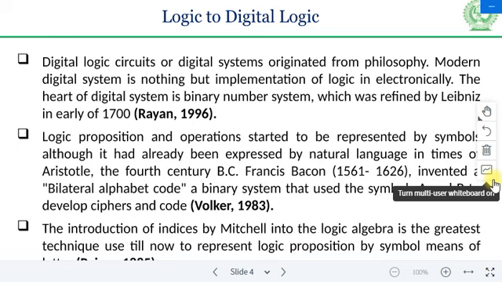In the 4th century BC, Francis Bacon invented the bilateral alphabet code. This alphabet code uses the symbols A and B to develop a cipher and code. Okay, so in the 4th century BC, Aristotle first proposed the proposition and the operations by symbol, by natural language, like if the rain goes, then we go to school, like that. So it is an if-else like statement, but Francis Bacon invented the bilateral alphabet code, which uses the symbols A and B, like that.